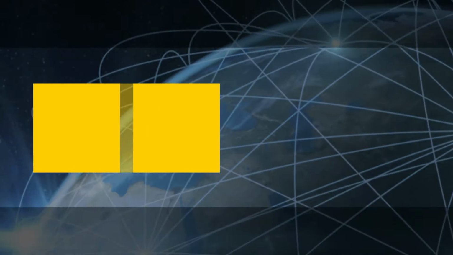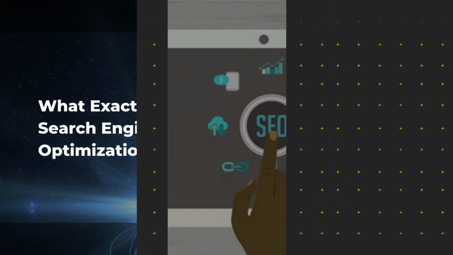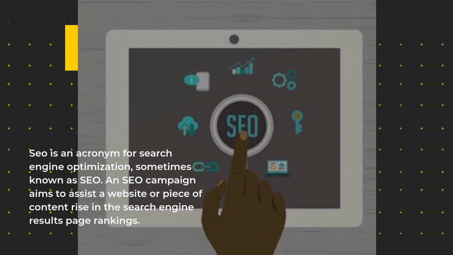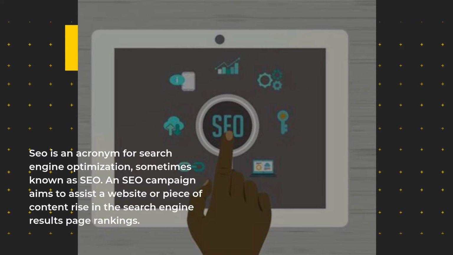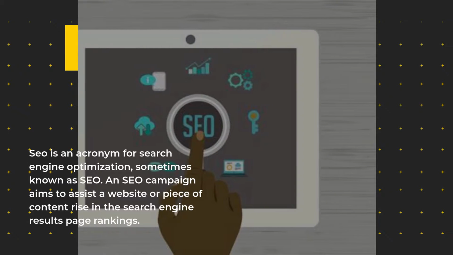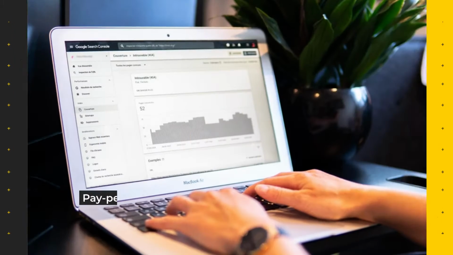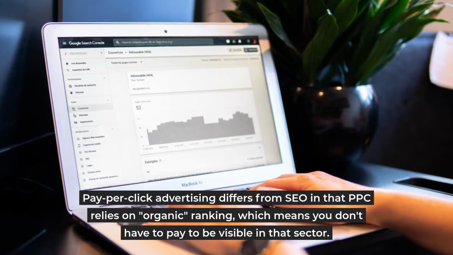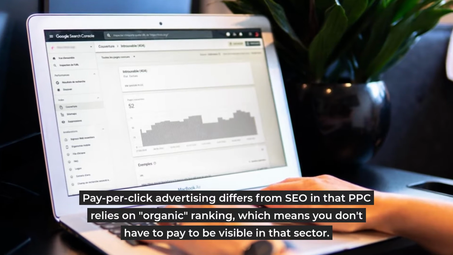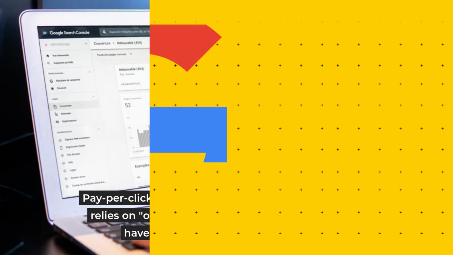What exactly is search engine optimization, SEO? SEO is an acronym for search engine optimization. An SEO campaign aims to assist a website or piece of content rise in the search engine results page rankings. Pay-per-click advertising differs from SEO in that SEO relies on organic ranking, which means you don't have to pay to be visible in that sector.